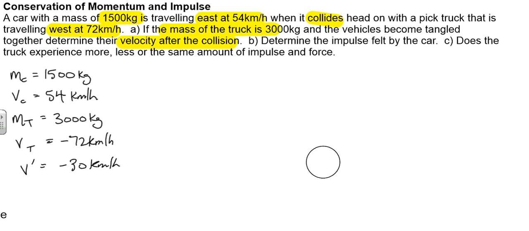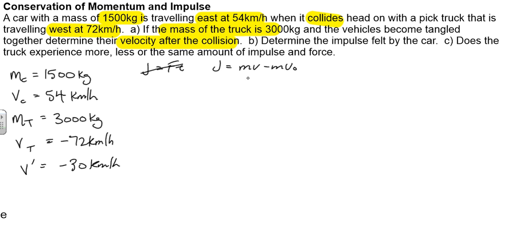Part B is, what is the impulse felt by the car? There are two formulas for impulse. J equals Ft. We don't have any time, and we don't have any force. And J equals mv minus mv naught, which doesn't really match our letters here, but we'll make them match. So the first formula's out because I don't have that.